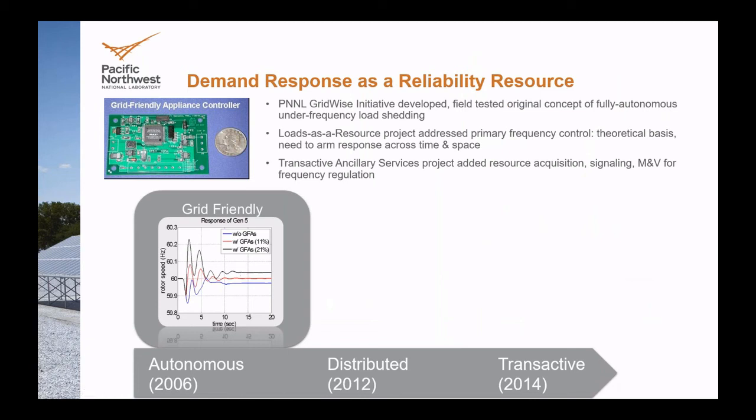Another example that GridLAB-D has been used for is a technology developed at PNNL called the Grid-Friendly Appliance Controller. This is basically an under-frequency load shed device. What that means is when the power system is heavily overloaded, the 60 hertz grid frequency actually moves around a bit. It'll go low. And that's a signal that you can detect at your end-use device and tell it to turn off to help prevent the grid from going down.